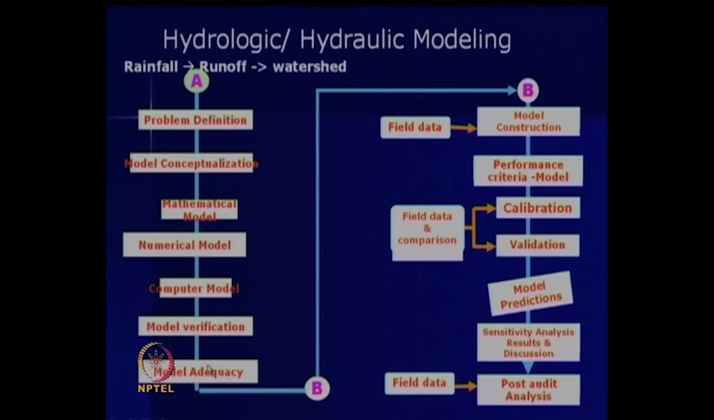Once we identify that the model is adequate, the model can be constructed by considering the particular data set of the watershed which we are considering. There we need the field data: rainfall pattern, rainfall intensity, and various watershed parameters like size of the watershed, land use, Manning's roughness coefficients, saturated hydraulic conductivity, etc. So, the field data is required to construct the model.